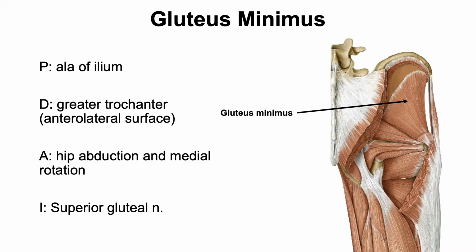So gluteus maximus is going to be inferior gluteal nerve. Gluteus medius and minimus is going to be the superior gluteal nerve. It has nothing to do with the size of these nerve bundles. It is more just where they are in relation in the hip. And again, we will get to that at the end of this lecture.